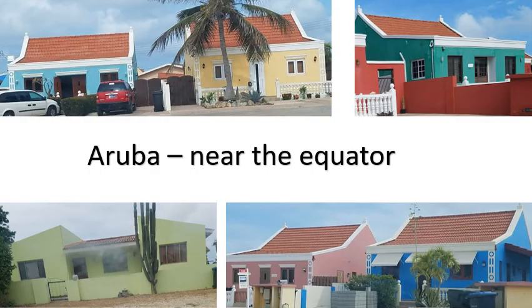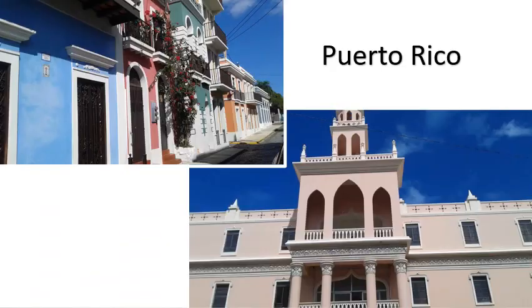This is at Aruba near the equator where it's the same deal. Have a lot of direct sunlight. You don't want your house to soak up that sunlight, so you painted a lighter pastel color that will reflect the light as opposed to soak it up. Same thing in Puerto Rico, a lot of lighter, brighter colors that will reflect sunlight as opposed to soak it up.